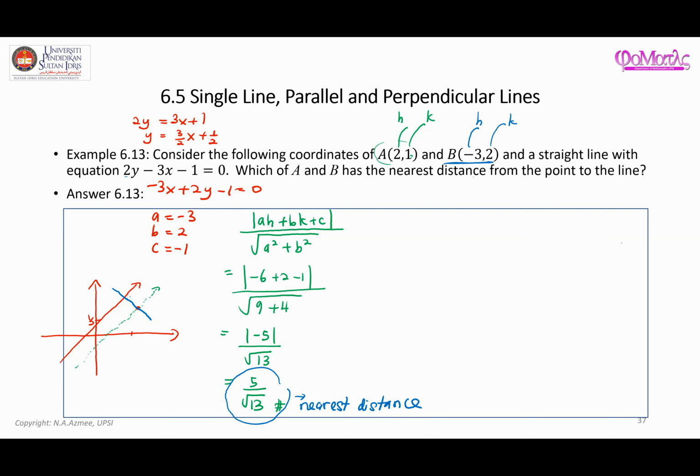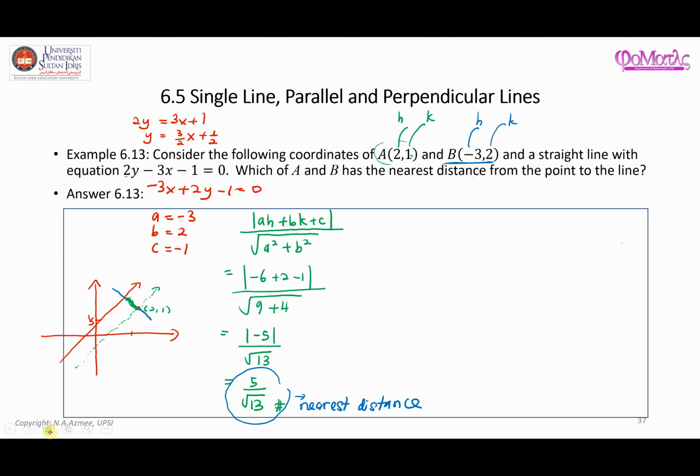So your job is to find the distance here. So this is the distance that you need to find. Okay, so you have one point here already. So this point, the coordinate is 2 and 1.